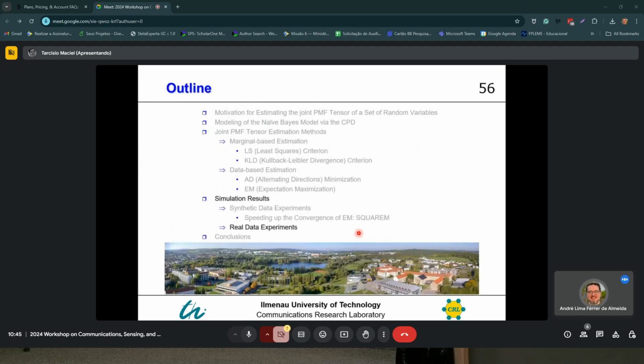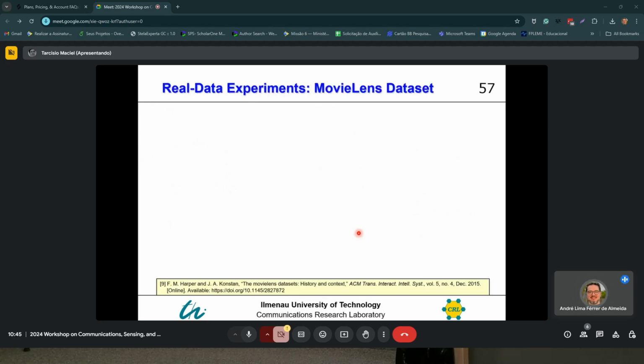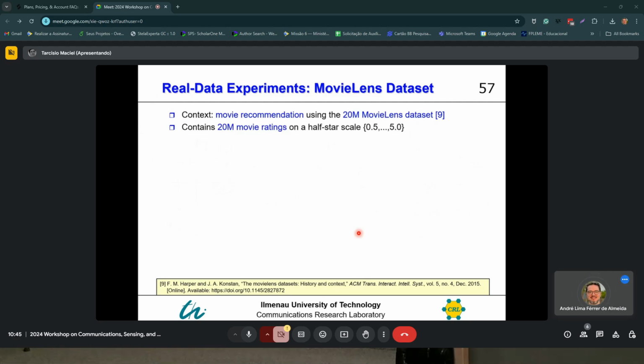So now let's look at some real data before we conclude. We are using the MovieLens dataset. This is a publicly available dataset with movie ratings, and the ratings are on a half-star scale from 0.5 up to 5. From the entire dataset, because it contains very many ratings, we choose only 10 of the top-rated movies from action, animation, and comedy. And then we map the ratings to the scale of 1 up to 10.